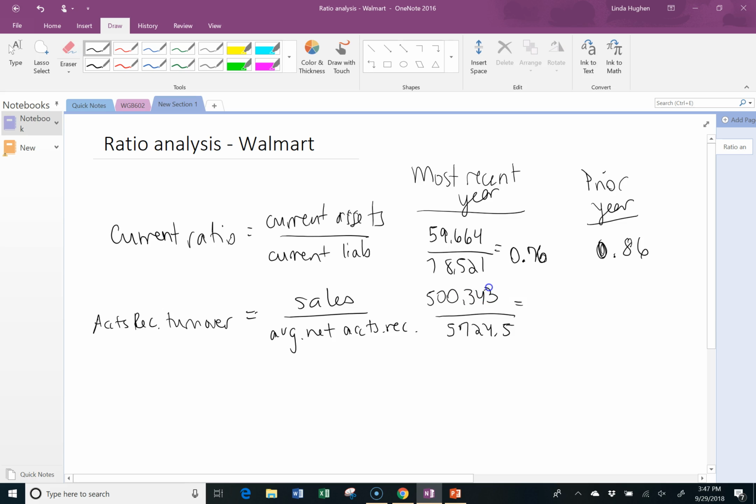Sometimes financial analysis is a bit of an art and not always a strict science. So this will work out to be the turnover 87.40. We can interpret this to mean that Walmart collects its accounts receivable 87 times during the year. Let's compare that to the prior year.